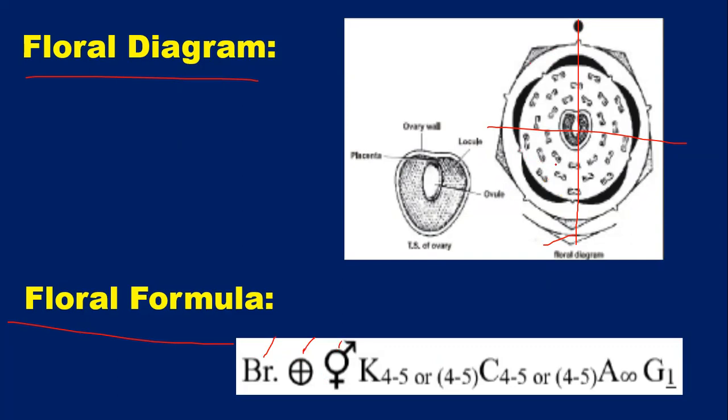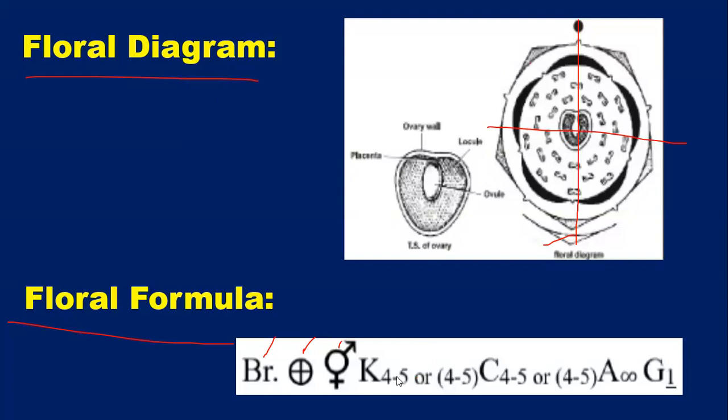See, this one is androecium, polyandrous. Many stamens are present, so it is called polyandrous. The middle one is the gynoecium. Androecium and gynoecium are present in the same flower, so it is called bisexual.